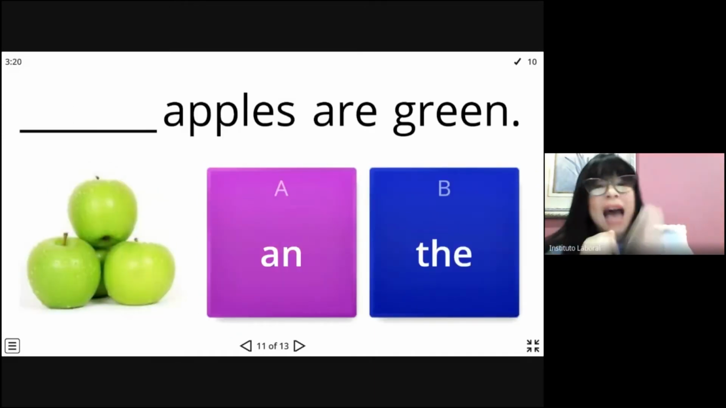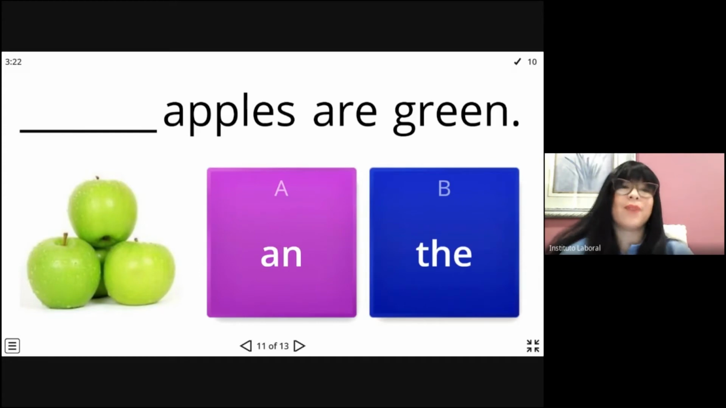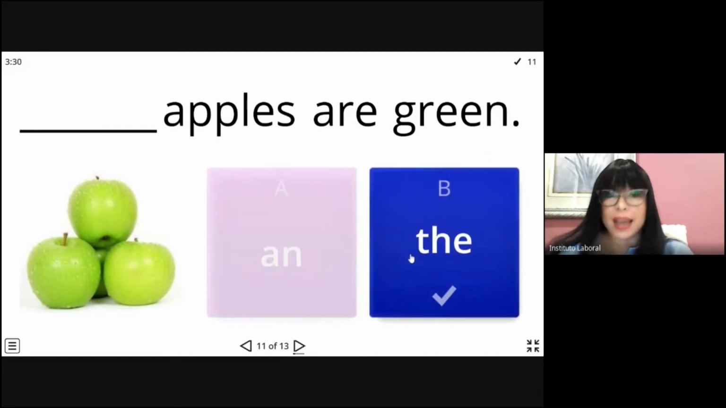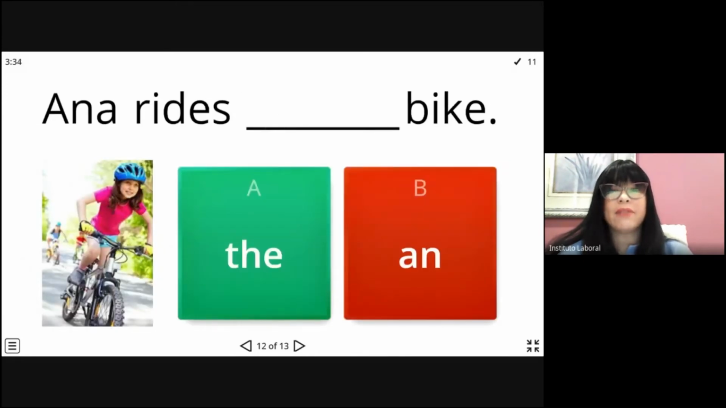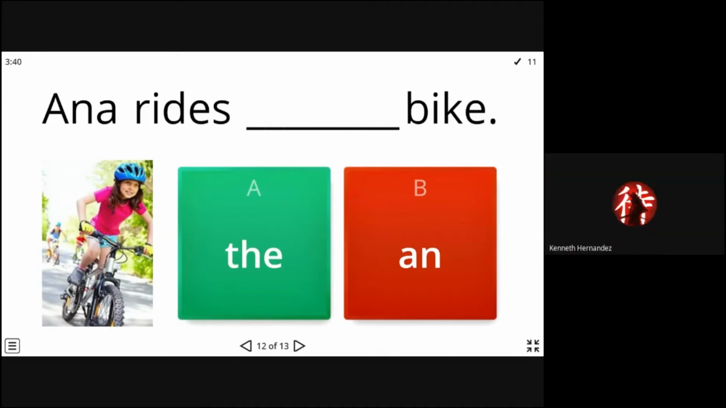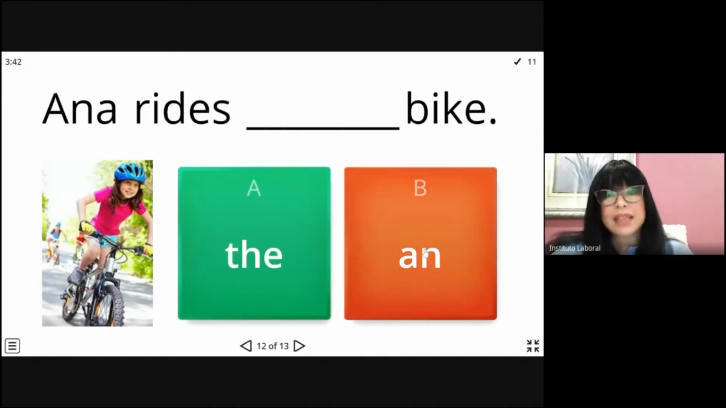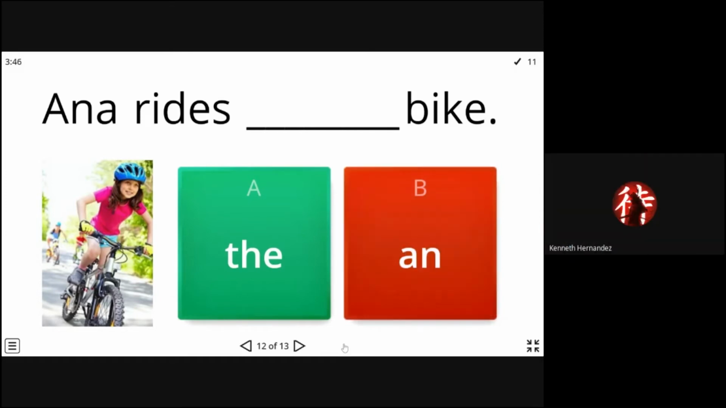Come on, guys. Apples are green. This is plural. The apples are green. Specific. Very good. Anna rides bike. Anna rides an bike. Are you sure?